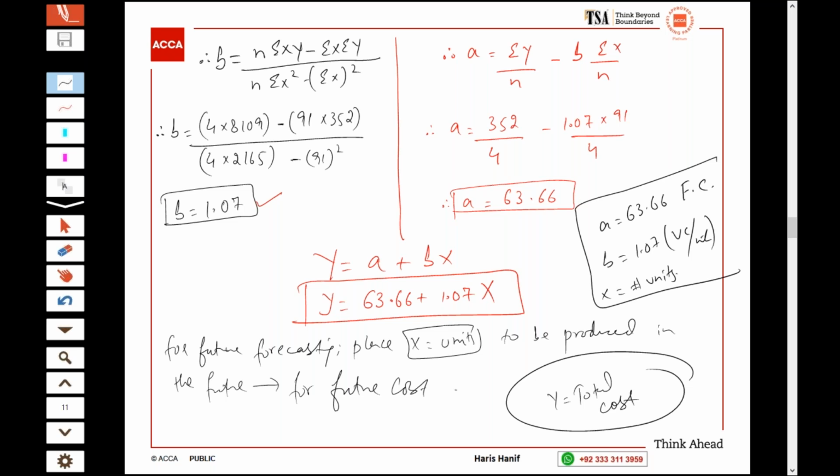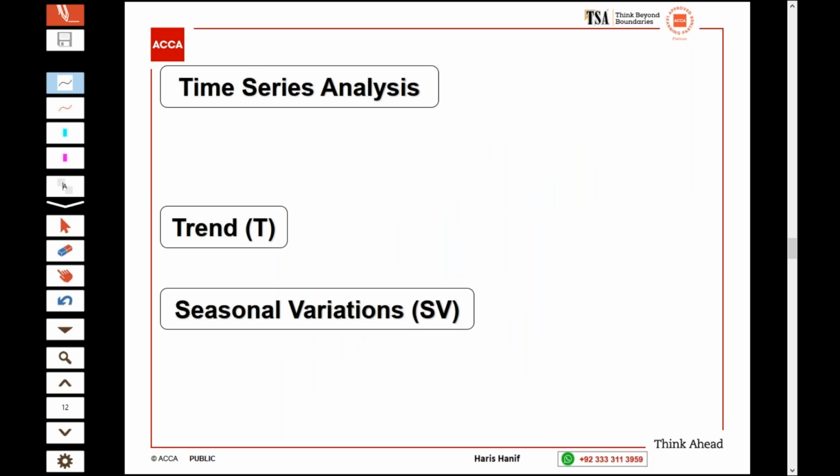Okay, let's now move on to the next topic, which is time series analysis. I am going to give you a recap, a thorough refresher of time series analysis so that you will be able to handle at least the MCQs.